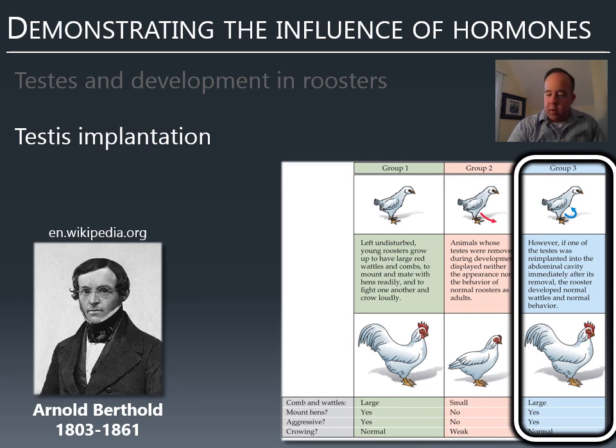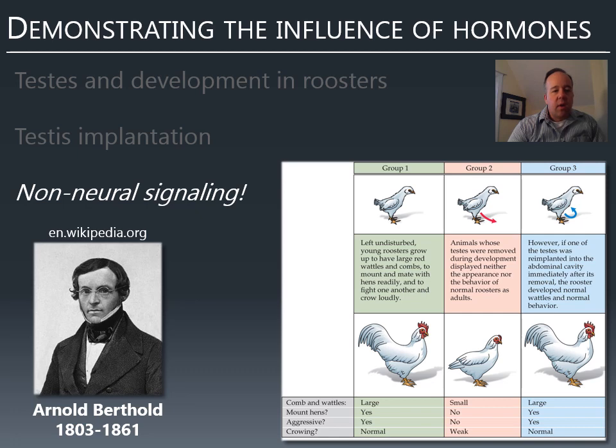They attained their usual size. They had the characteristic comb and wattle, the red parts on a rooster's head, engaged in sexual behavior, engaged in aggressive behavior against other males, and had normal vocalizations. So this was interesting. The testes had been removed and then put back in the body, but not in the normal location. Their connection to the nervous system had been severed.